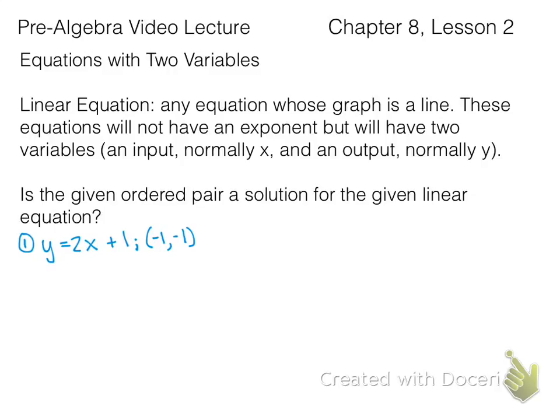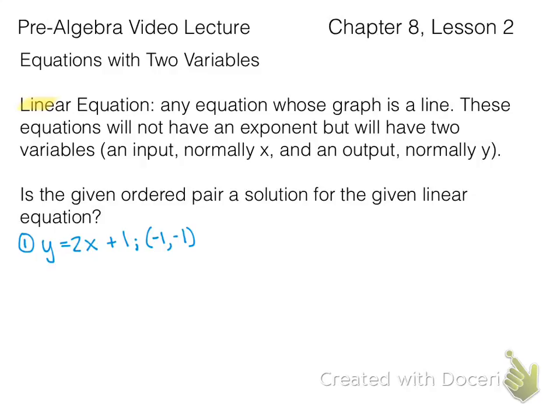That's because anything with two variables and no exponents produces a straight line, and we call them linear. Line, linear, right? Makes sense? It's got line even in it. So any equation whose graph is a straight line is a linear equation. These equations will not have exponents, but will have two variables, an input x and an output y. They can use a and b, or m and n, but a lot of the standards just stick to x and y.